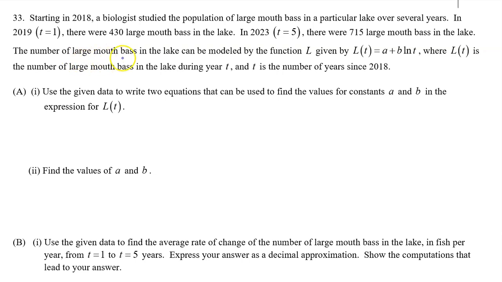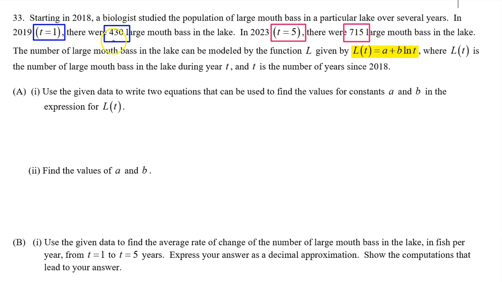The number of largemouth bass in the lake can be modeled by the function L, given by L of t equals a plus b natural log t, where L of t is the number of largemouth bass in the lake during year t, and t is the number of years since 2018. A. Part 1. Use the given data to write 2 equations that can be used to find the values for constants a and b in the expression for L of t.